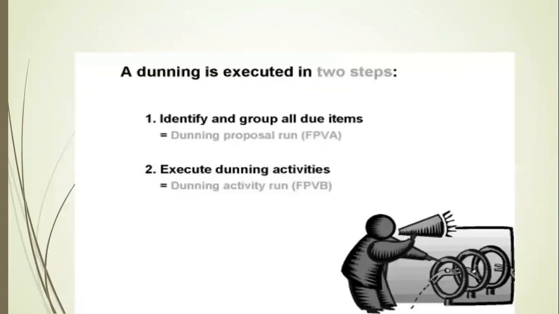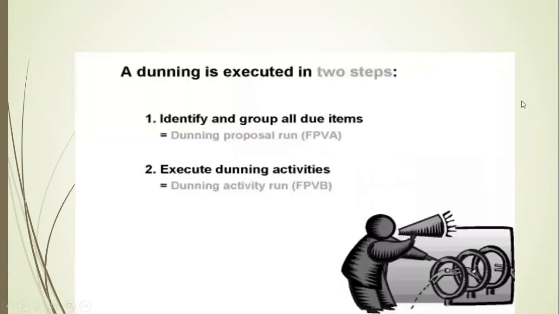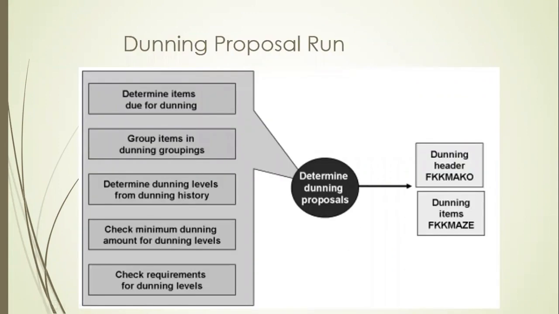So mostly dunning is done, as I mentioned, in 2 steps, FPVA and FPVB. FPVA just collects all these due amounts and all the prerequisites. FPVB is to execute the activities. So dunning, as I mentioned, is done in 2 steps, FPVA and FPVB. And when we execute the dunning proposal, it takes all these details like open items, minimum and maximum levels, the dunning levels and history of the dunning, required dunning levels, meaning which dunning needs to be applied.